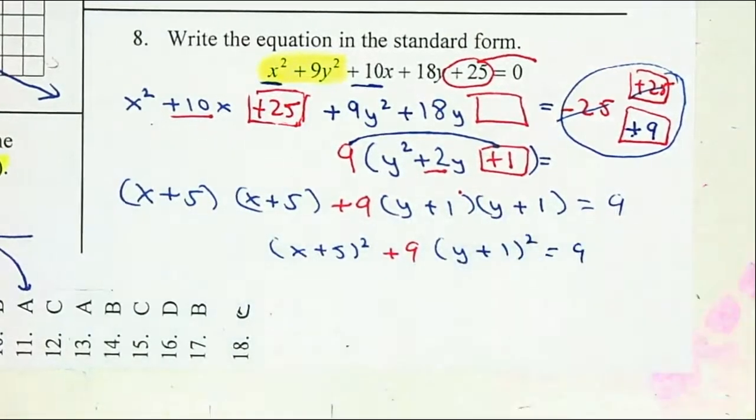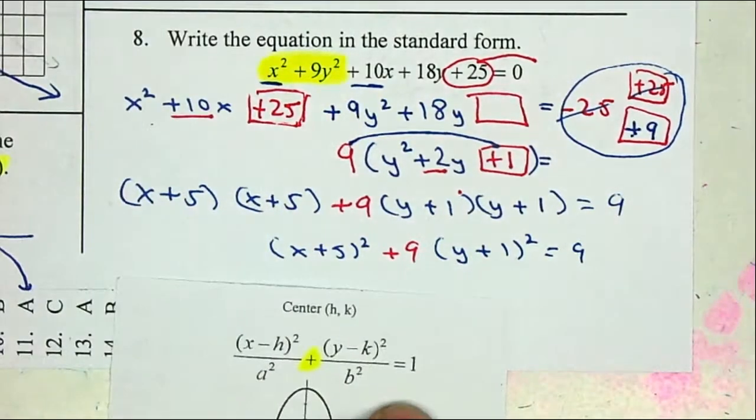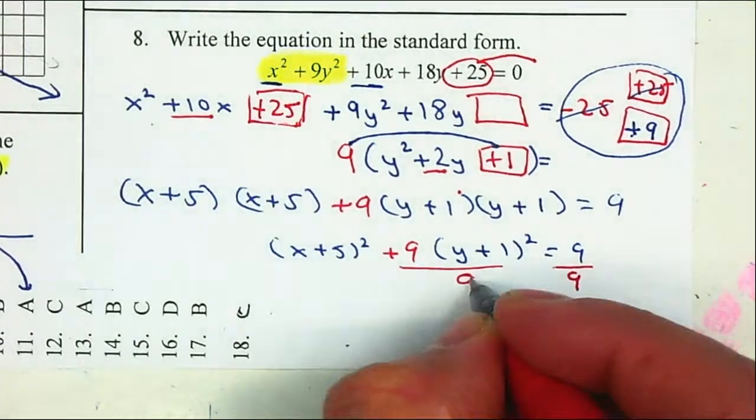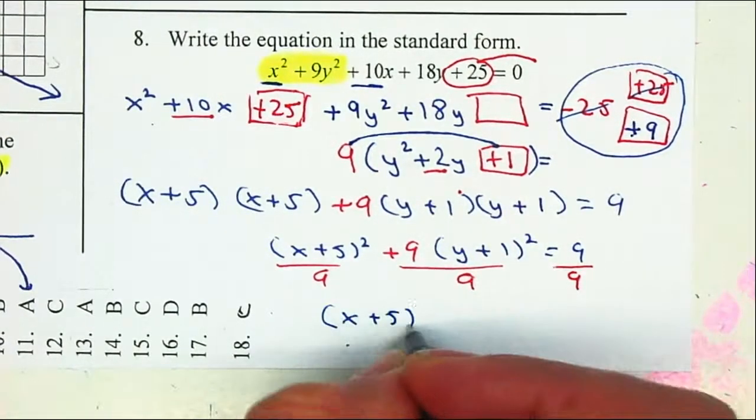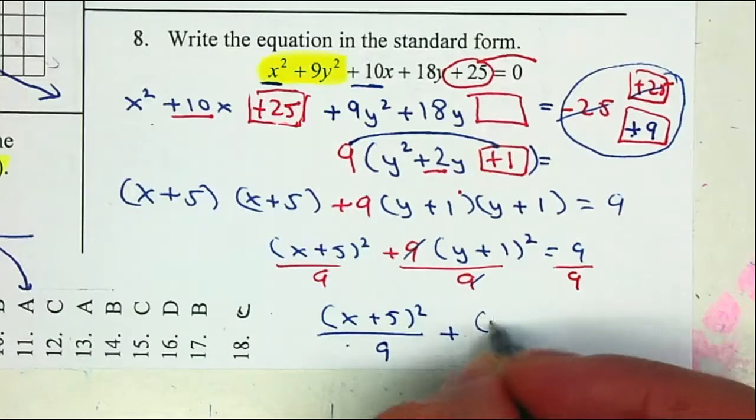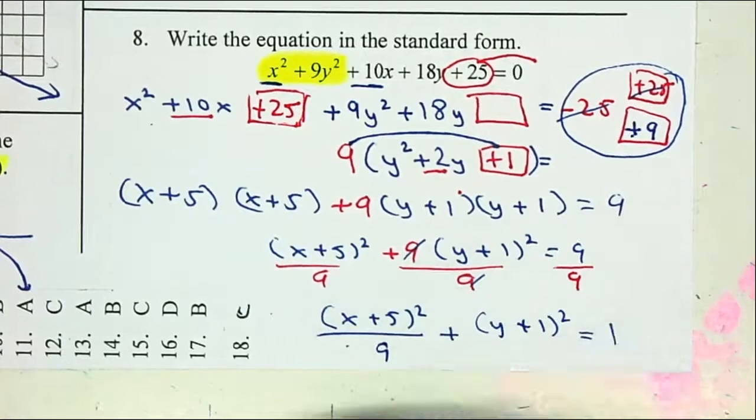Now remember, we're almost done, but we need to make it equal to 1 in order for it to be in standard form. So now I'm just going to divide by 9, divide by 9, divide by 9. So that gives me x plus 5 squared over 9, that cancels, plus y plus 1 squared, and that's going to be equal to 1.